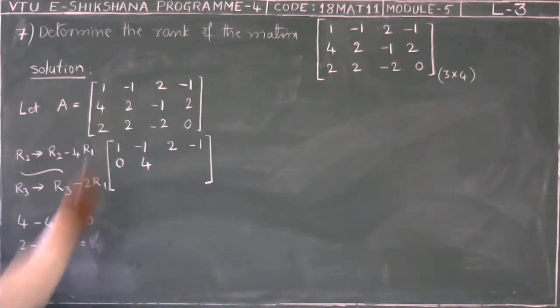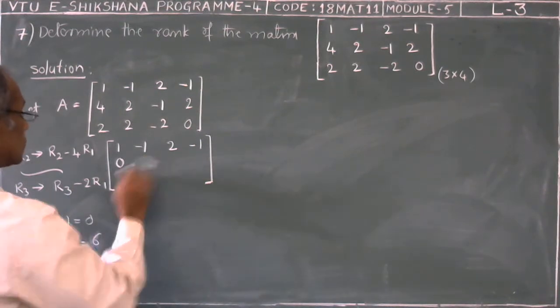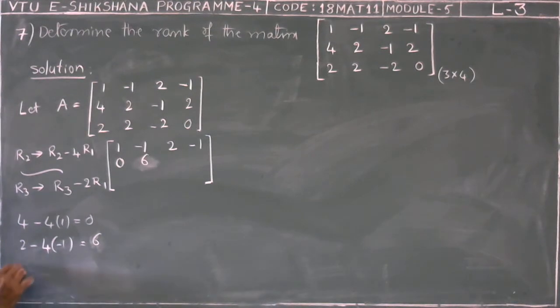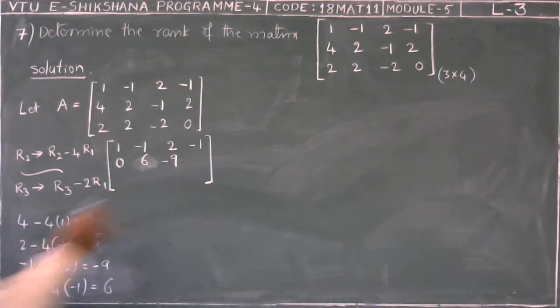4 times R1, corresponding element is minus 1. So 2 plus 4 is 6. So this is 6. Then the next element is minus 1 minus 4 times R1, corresponding element is 2. So this is minus 1 minus 8, minus 9. Then 2 minus 4, corresponding element is minus 1. So 2 plus 4, that is 6.